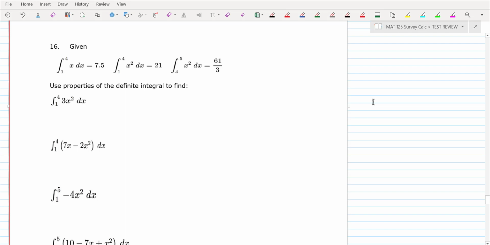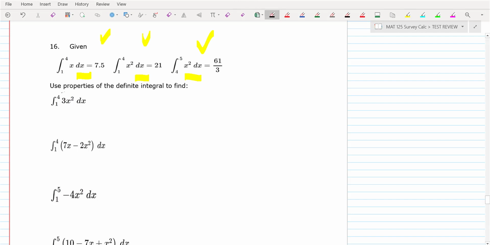So you want to make sure that you know how to do this. This is just seeing that you understand basic properties of integrals. So I'm giving you 3 different integrals evaluated on different intervals, and then we're going to use that information to find this. Now, you're not working this out, okay? You're not going to work it out. You're going to use what I gave you.